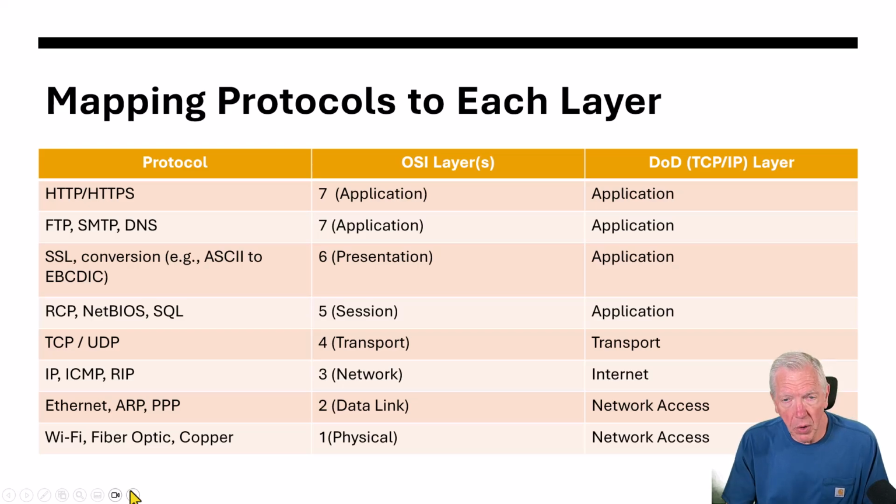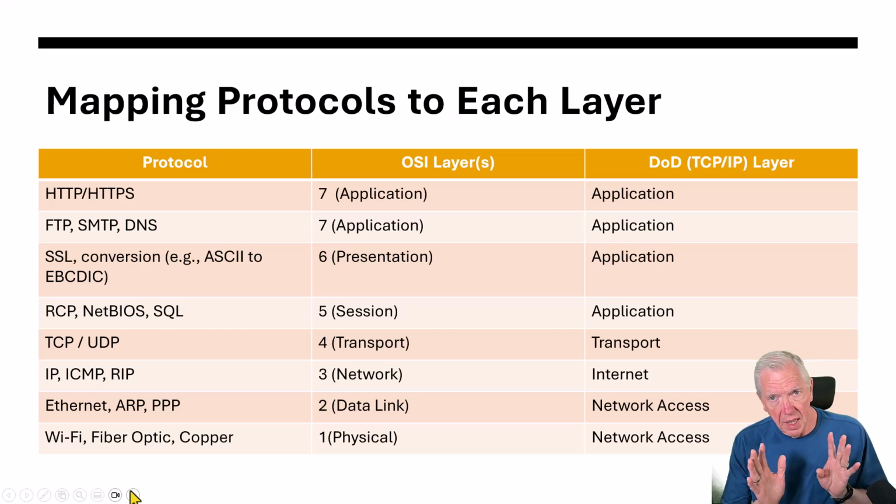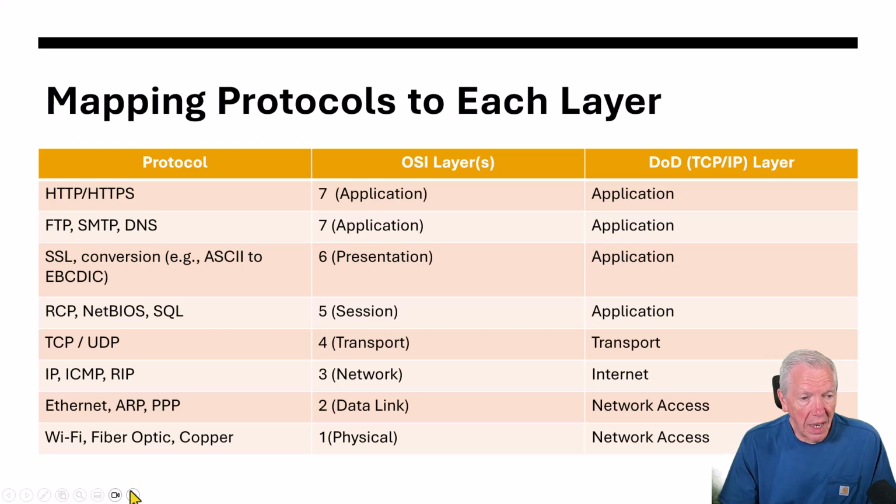Now, here's some protocols. I told you that there's a lot of them. These aren't nearly all of them, but these are a lot of the common ones that you should be aware of. So at the application layer, you have Hypertext Transfer Protocol and Hypertext Transfer Protocol Secure. You have File Transfer Protocol, Simple Mail Transfer Protocol, and Domain Name System. These all function at the application layer of the OSI model, and at the DoD layer or the TCP-IP layer, these are all in the application layer.